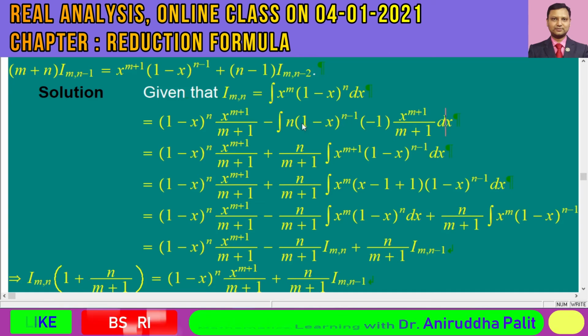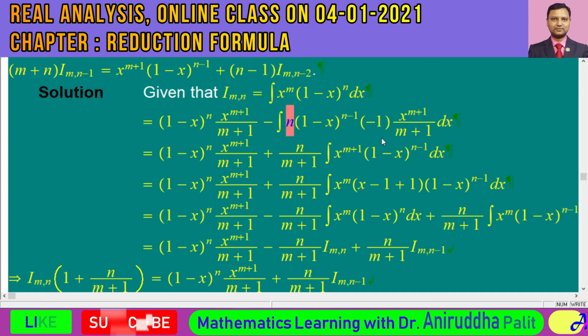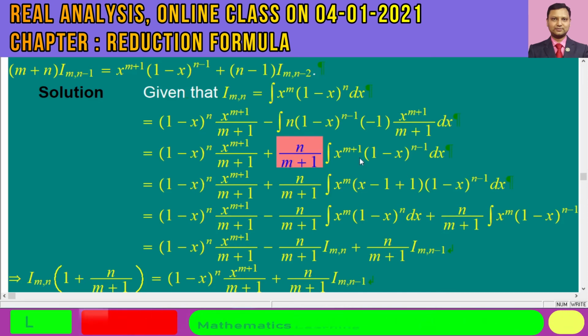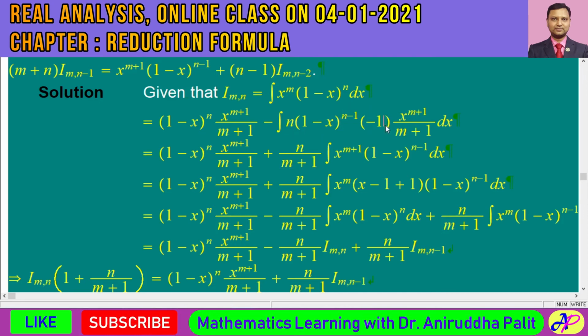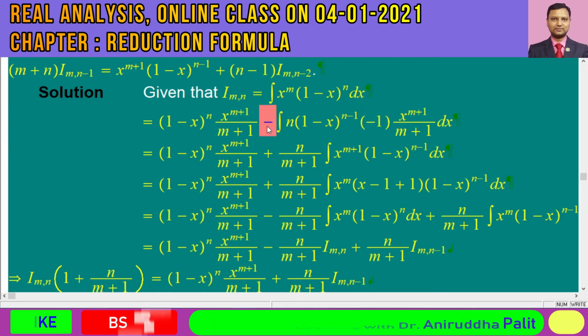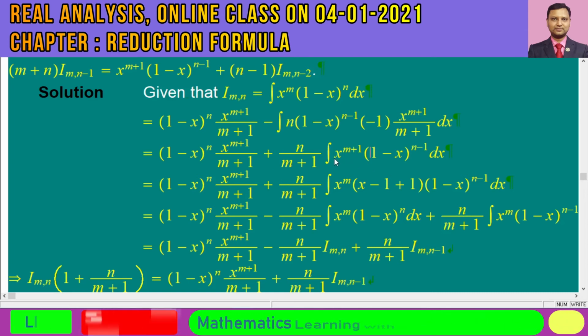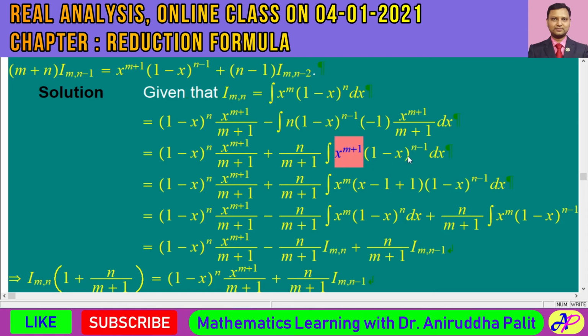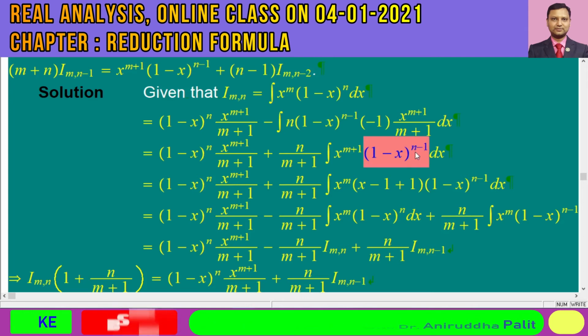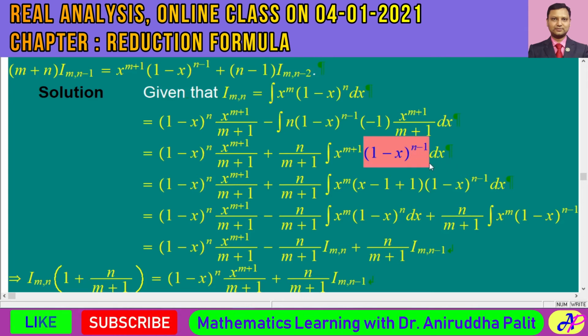Now this n is taken outside the integral. This m plus 1 is taken outside the integral as n by m plus 1. This minus 1 will get adjusted with this minus sign, it will be plus sign. And what we have over here is x to the power of m plus 1 multiplied by (1 minus x) to the power of n minus 1.